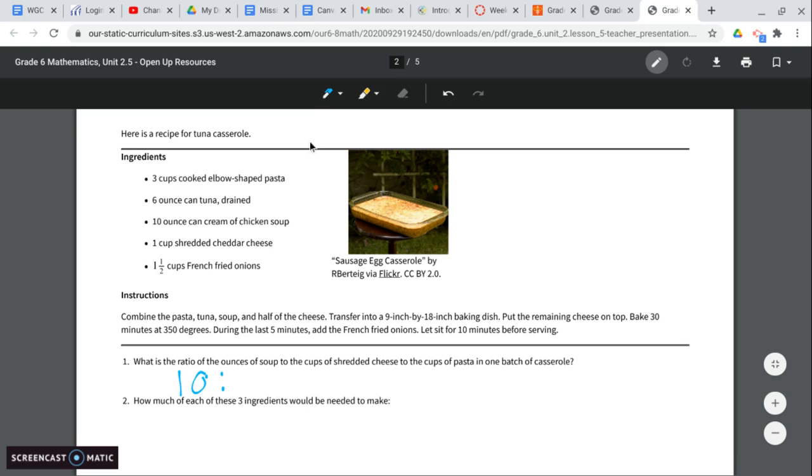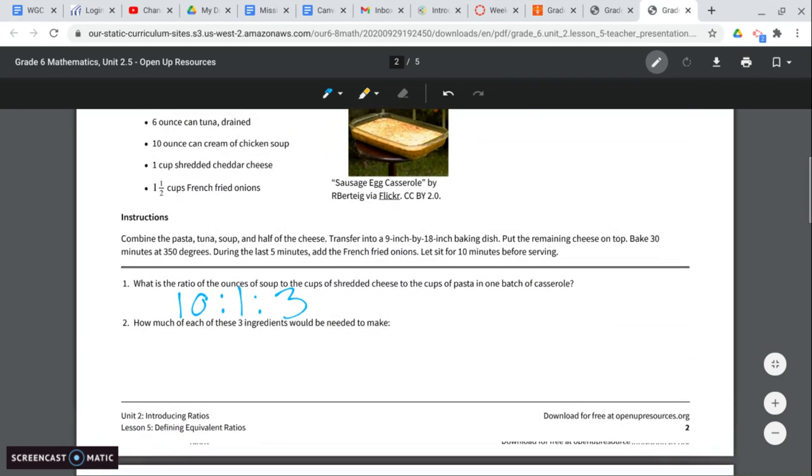Now we want cups of shredded cheese. That's 1. The cups of pasta, which was 3. So 10 to 1 to 3. There is our ratio for the one batch of casserole with those ingredients.